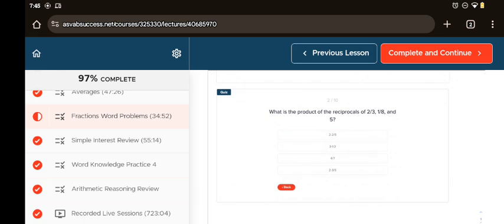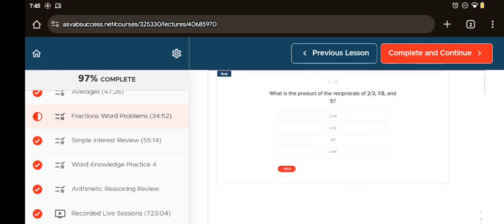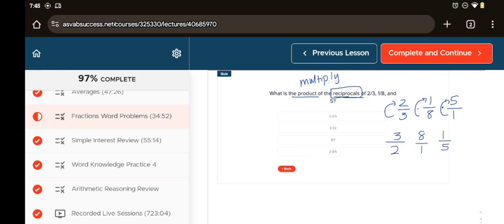Alright, next question. This says, what is the product of the reciprocals of 2 over 3, 1 over 8, and 5? First of all, product means we multiply. It's asking us to multiply these together. And the reciprocal means we flip it. Remember, a whole number multiplied to a fraction goes over 1. But it's not asking us to multiply these, but the flip of these. So we flip each one. So this is 3 over 2, 8 over 1, 1 over 5.